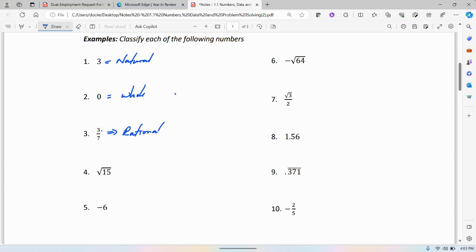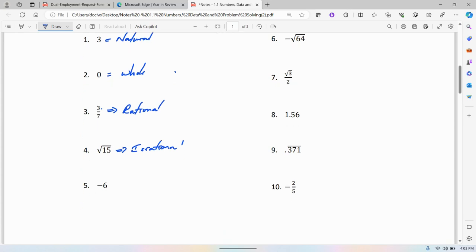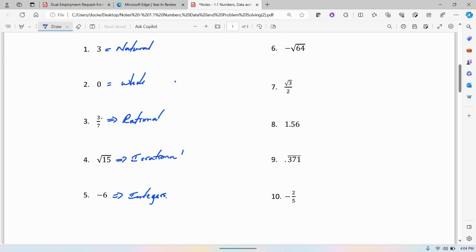The square root of 15, 15 is not a perfect square, so this is irrational. -6, it is a rational number, but it's not a whole number because it is a negative. So -6 fits in the group of integers. I might suggest that you pause the video, try 6 through 10 on your own, and see what you come up with for each of those.